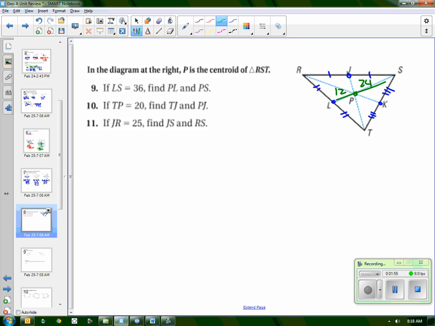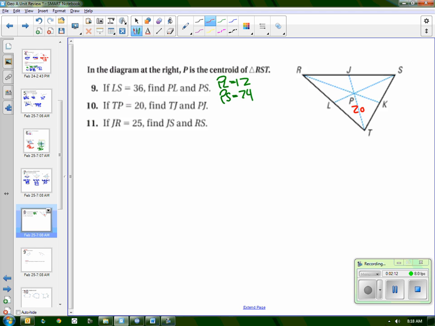This one will be 24. Those add up to 36, and 12 is half of 24, so what do we want? PL is 12, and PS is 24. Cool. Let's see, I got too much stuff on here. Let's go to the next one. TP, what do we got here?